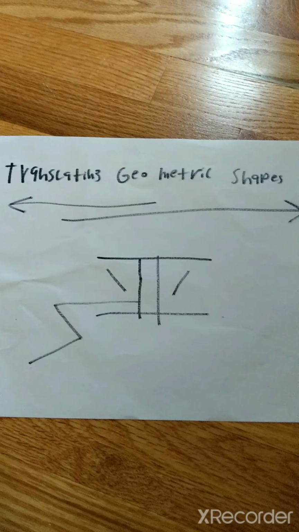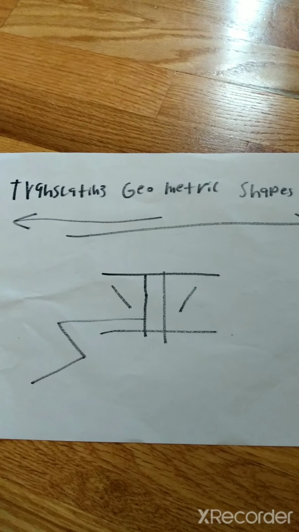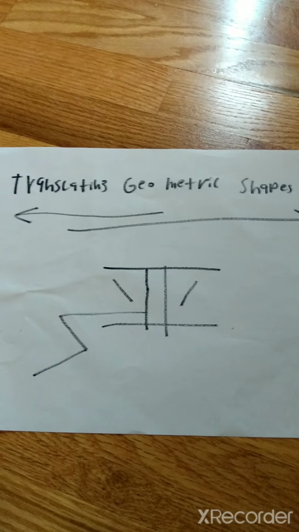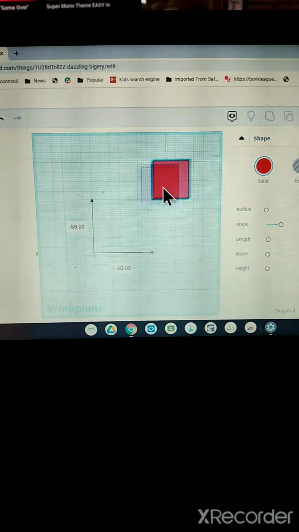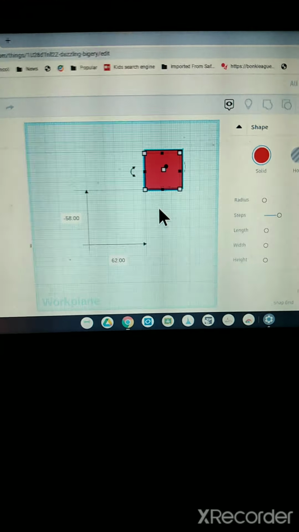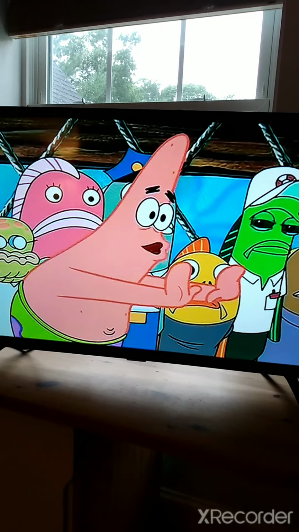The reason why I said move on is because translating geometric shapes is all about seeing a shape or an object on the grid and moving it somewhere else. We should take Bikini Bottom and push it somewhere else.